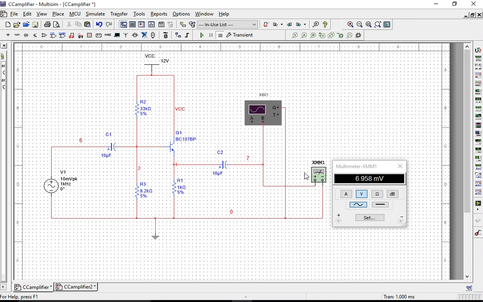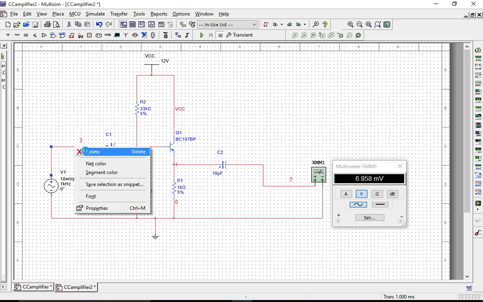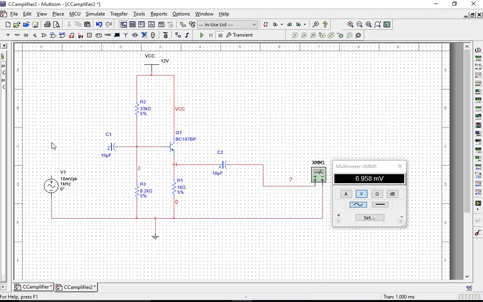So this is the original circuit. We got 6.958 millivolts, and here also 6.958 millivolts. It is the same circuit I am using, but I am modifying it on the input side to calculate the input resistance. So I am going to add a variable resistor in series here.